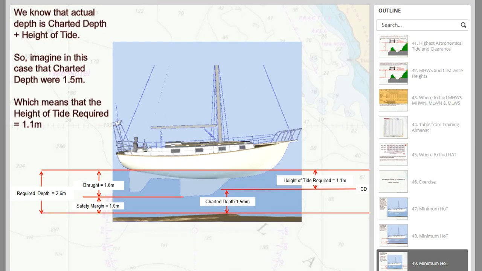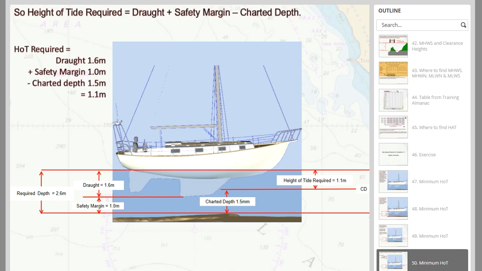We know that actual depth is charted depth plus height of tide. So imagine in this case that charted depth were 1.5 meters, which means that the height of tide required equals 1.1 meters. So the height of tide required equals draft plus safety margin minus charted depth. In this case, 1.6 meters plus 1 meter minus 1.5 meters equals 1.1 meters.